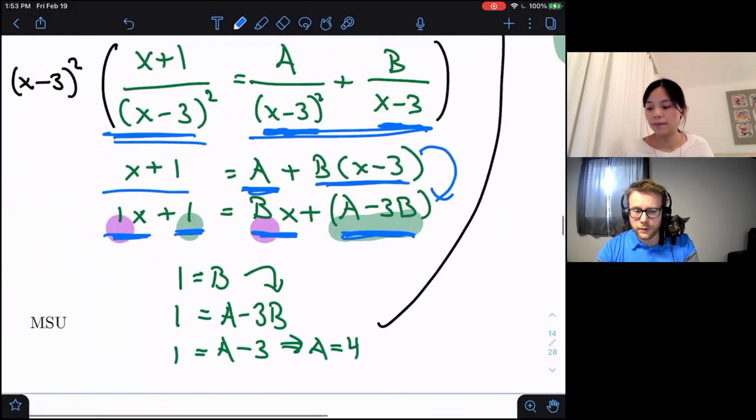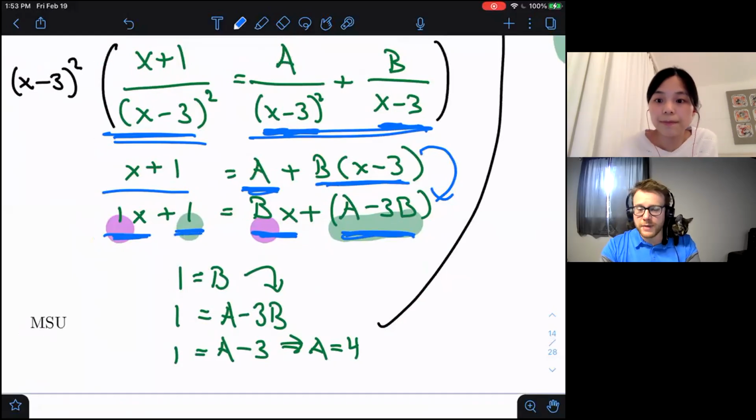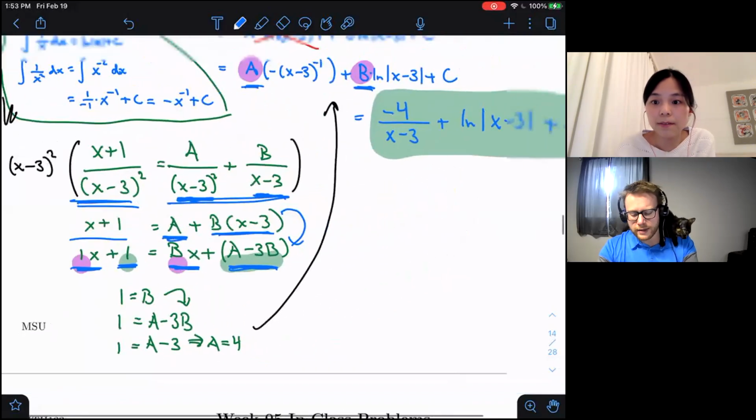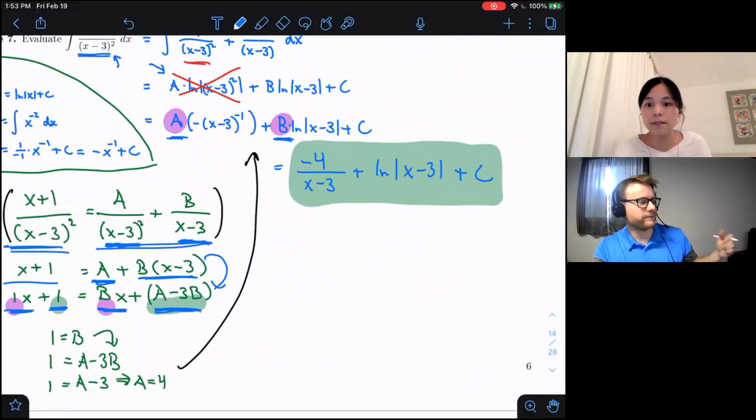Now we can set these equal. We get b equals 1. Great time to use substitution. I just plug in 1 everywhere I see a b. That gives me a equals 4. And that yields my final result.